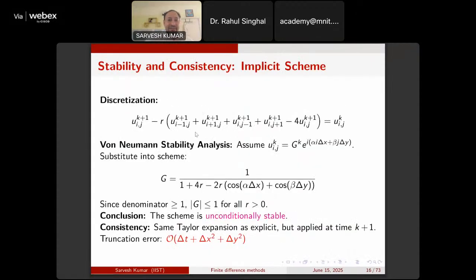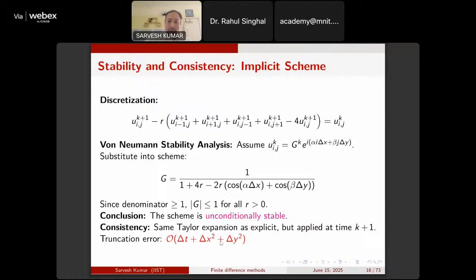So this is the discretization, right, in terms of r. If you look at this analysis, this is G, and since this denominator is greater than 1, this will always be less than 1. So it doesn't matter what I choose for delta t. That means I am free to choose my delta t. It doesn't depend on delta x or delta y. I can freely choose. But the problem is here, I do not have this tri-diagonal structure. That is missing. Why we need it, you will see a little later.